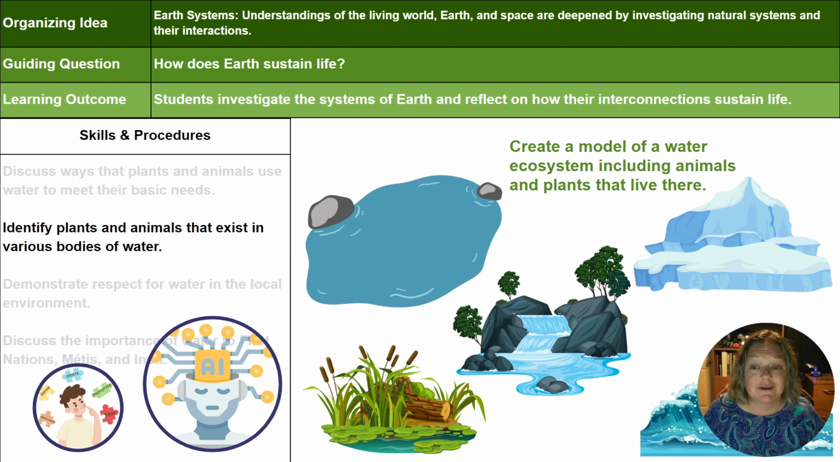If we ask students to create a model of a water ecosystem, including all of the animals and plants that live there, they're going to show us that they know, so they're able to identify plants and animals that exist in the chosen body of water that they're representing. They're also going to be creating that artifact that's in the computer sciences curriculum, working on computational thinking as they're thinking about all of the different components that are in their water ecosystem, and then also applying the design process to the whole project in creating that artifact at the end.